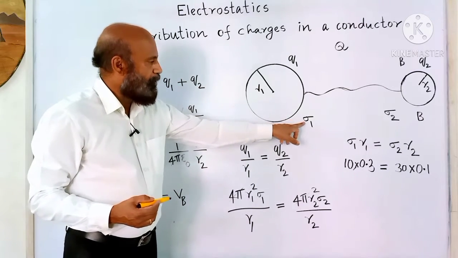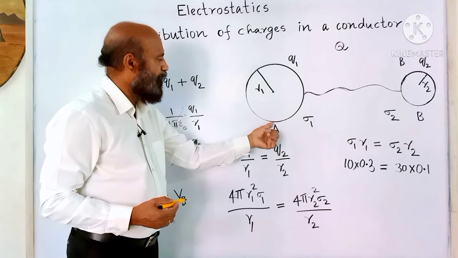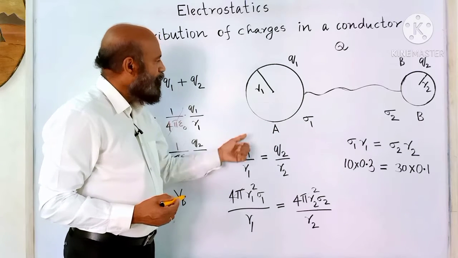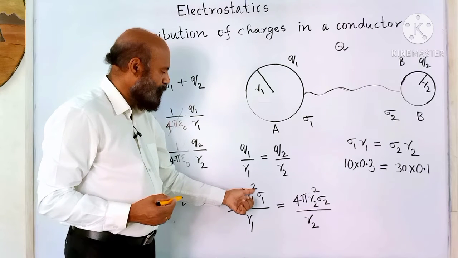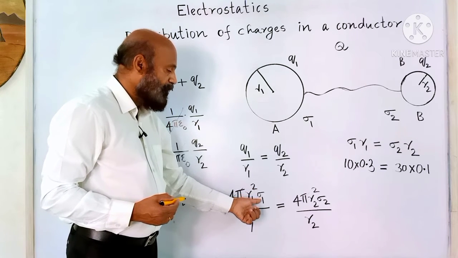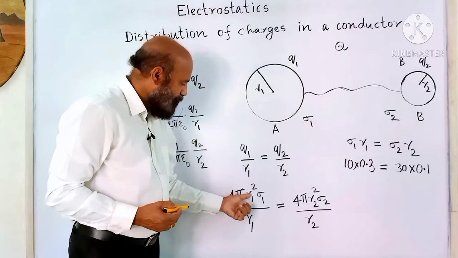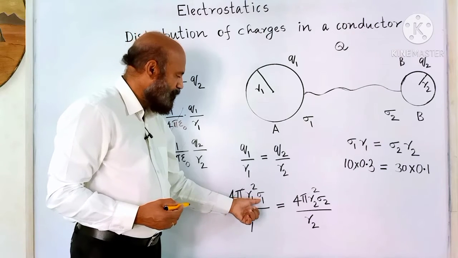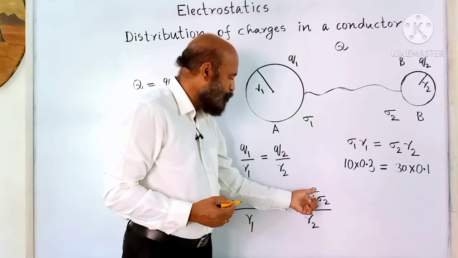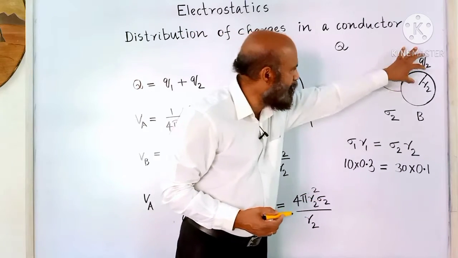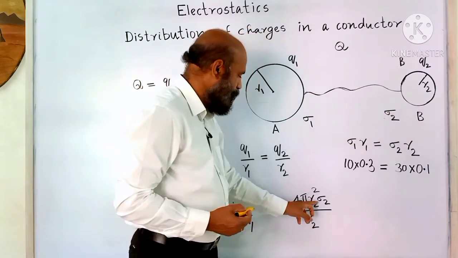Then sigma 1 is the surface charge density on the surface of the sphere A. So its radius is R1, so its surface area is 4 pi R1 square. You multiply by the surface charge density. So Q1 can be written 4 pi R1 square sigma 1. Q2 can be written as 4 pi R2 square sigma 2 because its radius is R2, so its surface area is 4 pi R2 square. Charge density is sigma 2.